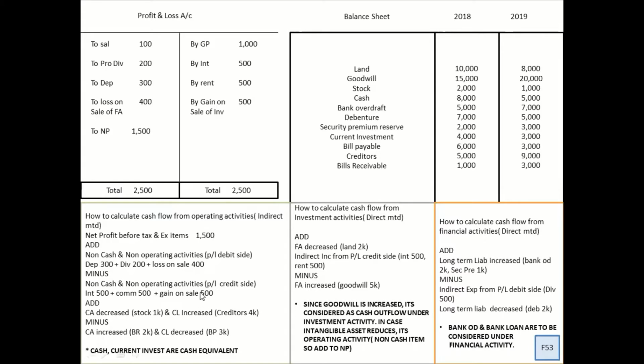This is what indirect method is. So in indirect method, you start from net profit, you add the P&L debit side, non-cash, non-operating, you minus P&L credit side, non-cash, non-operating, and you get the cash flow. All right. This P&L account is not there in your textbook, or it will come in your exam. The reason of showing you this is to understand what is indirect method.